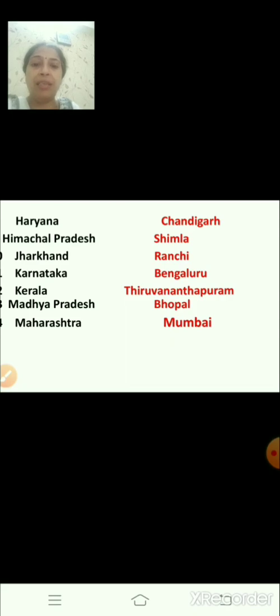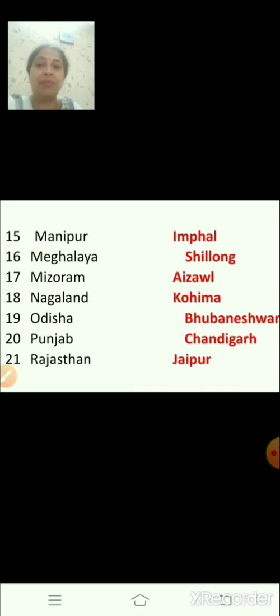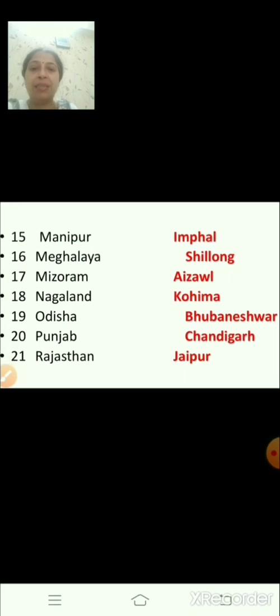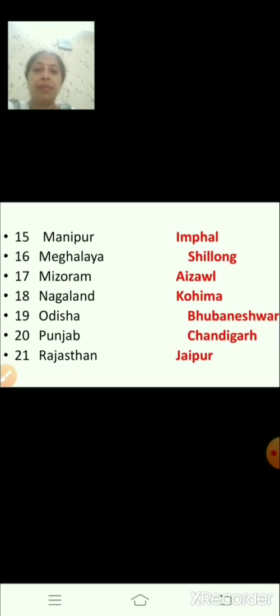Kerala, capital Thiruvananthapuram. Madhya Pradesh, capital Bhopal. Maharashtra, capital Mumbai. Manipur, capital Imphal. Meghalaya, capital Shillong. Mizoram, capital Aizawl. Nagaland, capital Kohima. Odisha, capital Bhubaneswar.